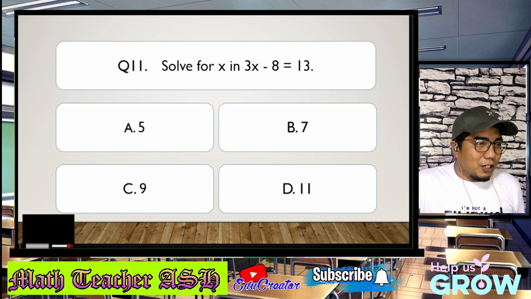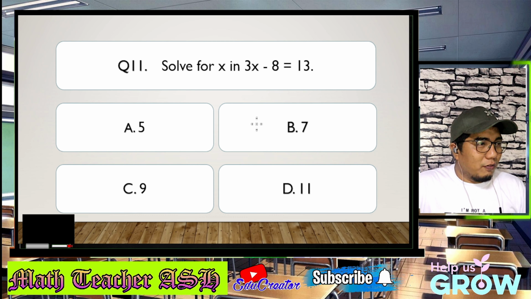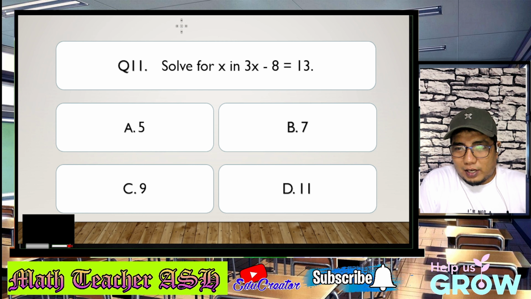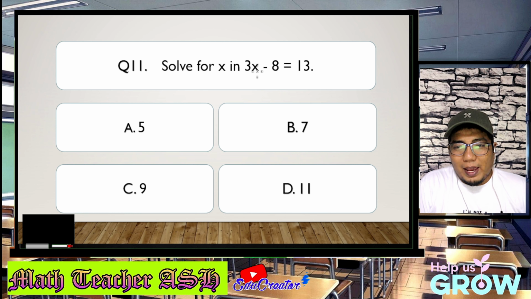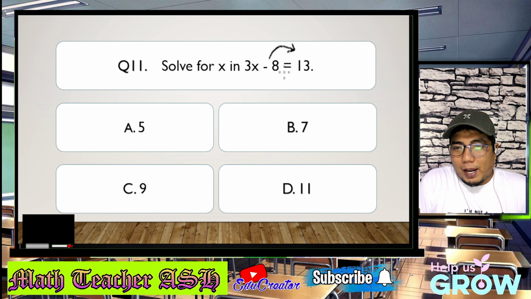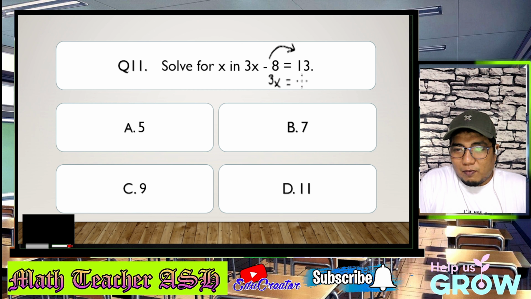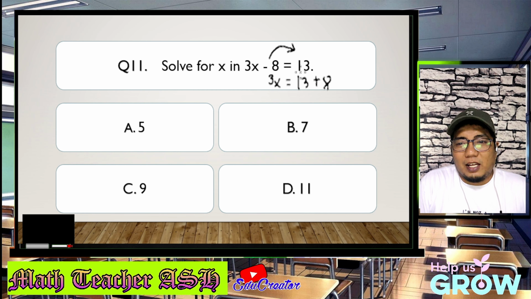Alright, math learners, this is another way of solving the value of x. So how do we do this? Of course, in order to isolate the value of x on one side of the equation, we need to transpose our minus 8, which will become positive, or plus 8. So this will become plus 8 here on the right side of the equation.